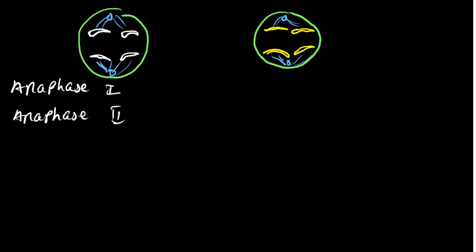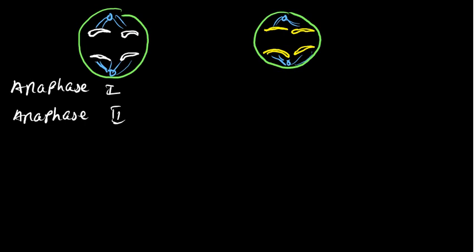And this is why we said that meiosis 2 is very similar to mitosis. Because in mitosis we only see the sister chromatids separating from each other at the centromere. But in anaphase 1, we don't see the centromere separating. We only see the homologous chromosomes separating from each other, which is not there in mitosis. So those are the major points to understand.